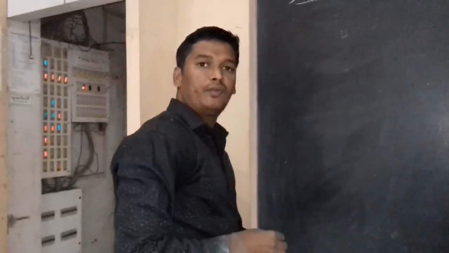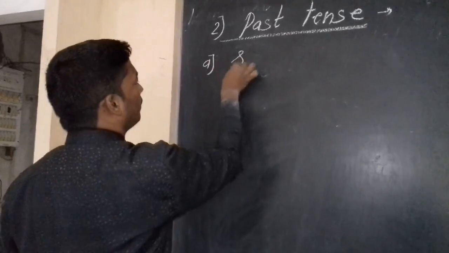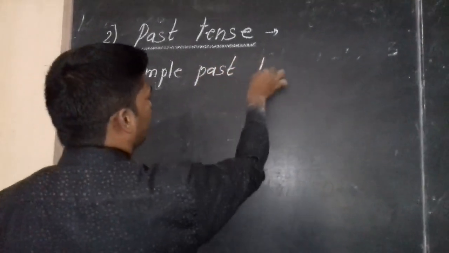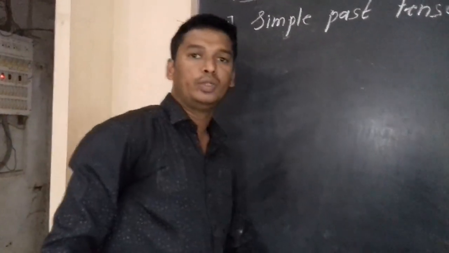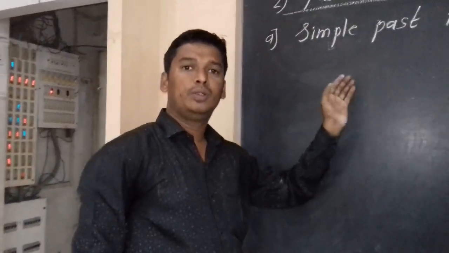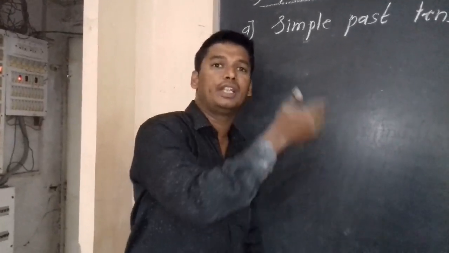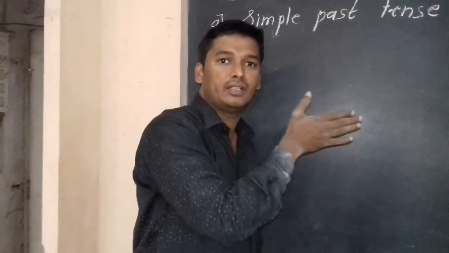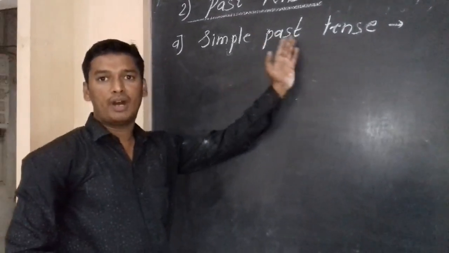What are the four sub-kinds of past tense? First one is simple past tense. Look, where do we use this tense? This tense is used to express an action which has been completed in the past. It means a completed action in the past is expressed by simple past tense.